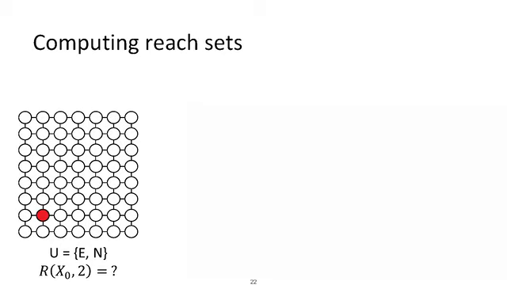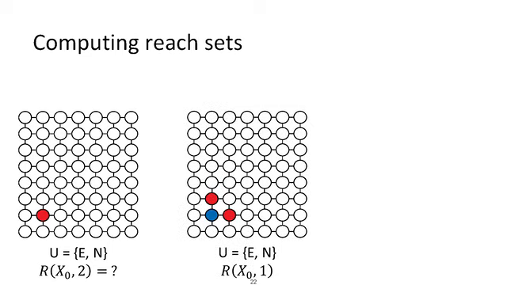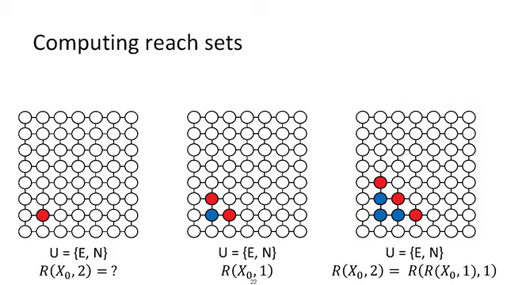Now, as some of you may have figured out by now, there's a simple way that we can compute reach sets for finite state machines. So for example, let's say we wanted the reach set at time 2. The easiest way we can do this is to break this up into single time steps. So instead of computing it straight for time 2, let's first compute it for time 1. And now we can use these two states as the set of initial states and compute the reach set for one more time step. And that gives us this reach set. Okay, any questions?